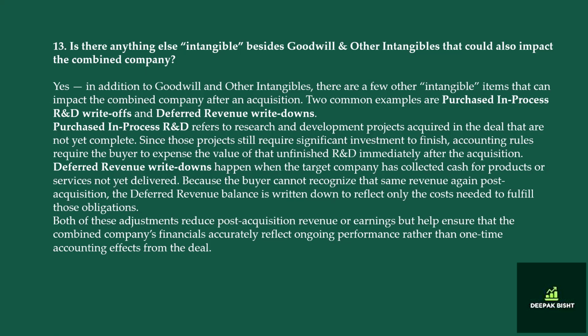During an acquisition, deferred revenue is recorded on the buyer's balance sheet at fair value, not necessarily the target's book value, because fair value only reflects the cost to fulfill those obligations. The buyer typically records a write-down of deferred revenue. In simple terms, if the seller had, say, 100 million of deferred revenue, the acquirer might record only 70 to 80 million on its post-acquisition balance sheet. This prevents the buyer from double counting revenue: once when the seller originally collects cash, and again when the buyer recognizes revenue after delivering the products or services post close.